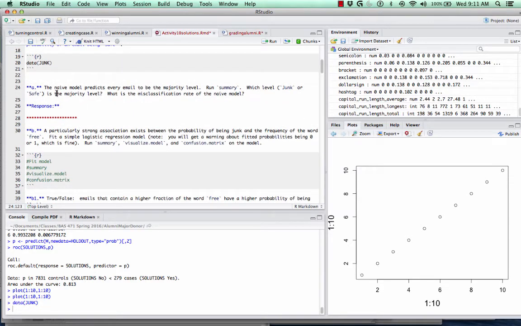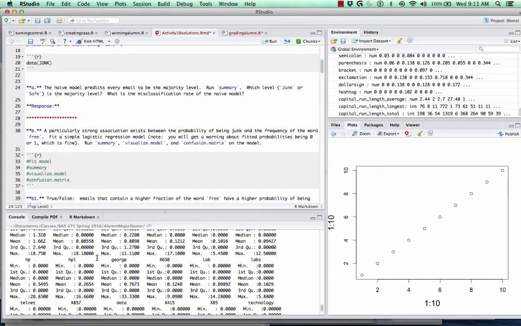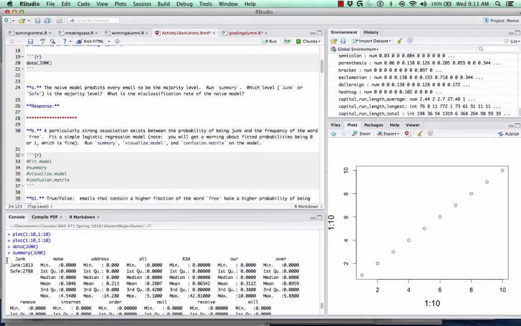Part A says the naive model predicts every email to be the majority level. So let's figure out what the naive model would do, basically majority rules. We can get an idea just by looking at a summary of the data frame and scanning up to see the distributions of junk and safe emails in this data set. We see that the majority are safe emails. So the naive model is going to make classification errors for every single junk mail message. It's going to predict everything to be safe.